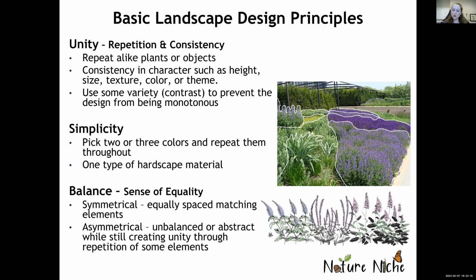Simplicity: you can pick 2 or 3 colors and repeat them through your landscape design. Maybe just choose one type of hardscape material. Just remember, it doesn't have to be complicated to be beautiful, and you can always add on or increase the diversity of your planting later. And then balance, or a sense of equality. You can do that through symmetrical, equally spaced elements, or be a little less balanced with asymmetrical planting, but you still get unity through repetition of some elements.